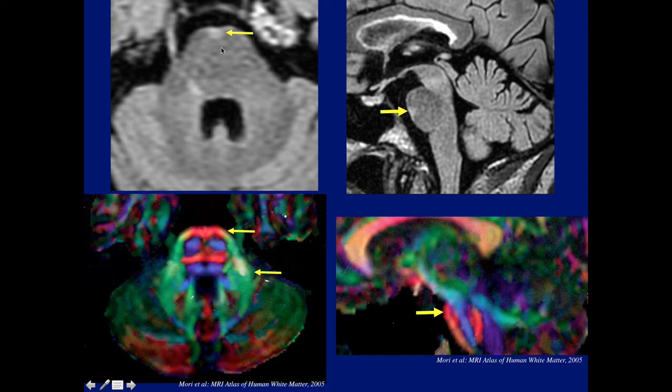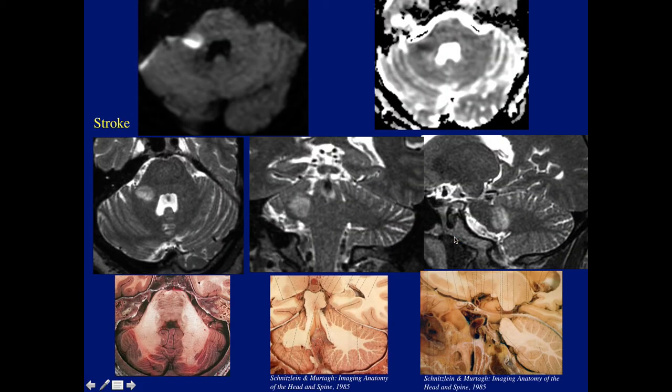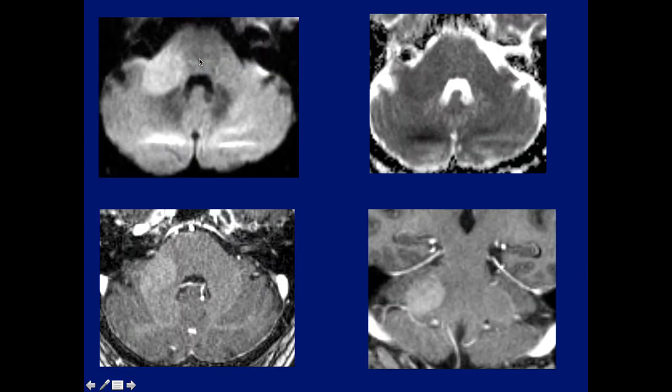So again, this is why we see it here on the two planes, because this is where the pontine fibers are traveling. Same with the other case. These are the crossing pontine fibers very anteriorly. Here's a stroke on DWI and ADC, and on the T2 images involving the middle cerebellar peduncles. Other lesions we can see, this is a chloroma that involved the middle cerebellar peduncle with some enhancement.